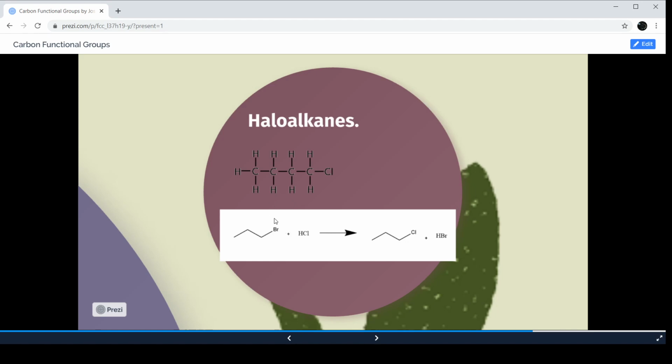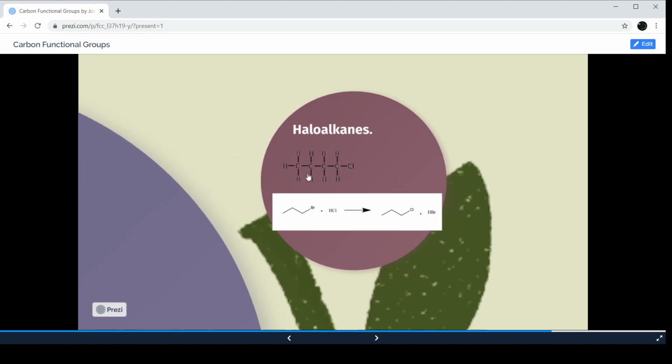The halogen, again, is group 17 on your periodic table: fluorine, chlorine, bromine, iodine. All of these are called haloalkanes because they all have a similar bonding structure and react in similar ways. So here, bromine, chlorine, no matter what, we're going to call it a haloalkane if it fits within that group right there.